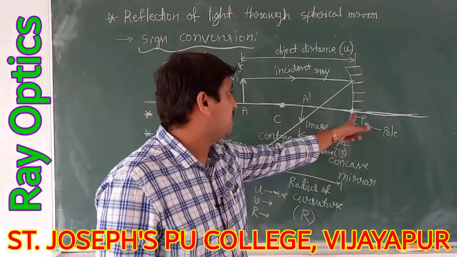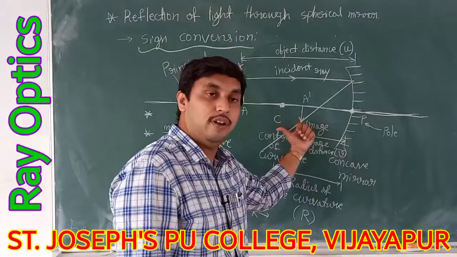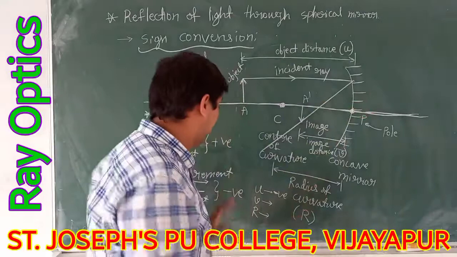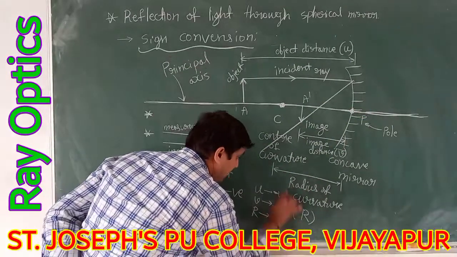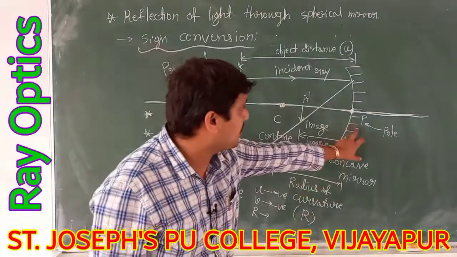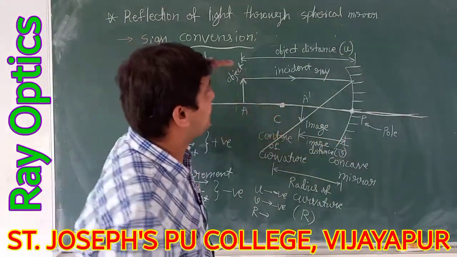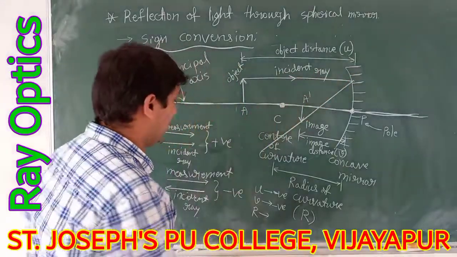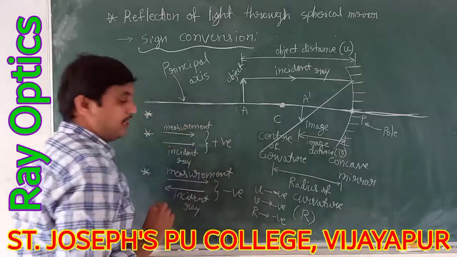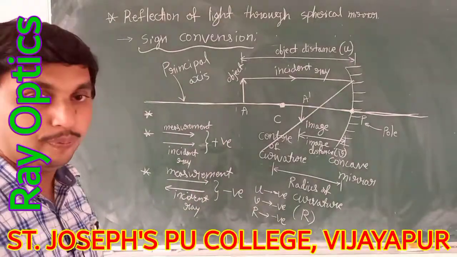So the image distance is also measured from the pole of the mirror. The measurement is in this direction, but the incident ray is in the opposite direction. So the image distance is also negative. Radius of curvature, we also have to measure from the pole to C, but the incident ray is in this direction. So our measurement is opposite to the direction of the incident ray. That's why the radius of curvature is also taken as negative.